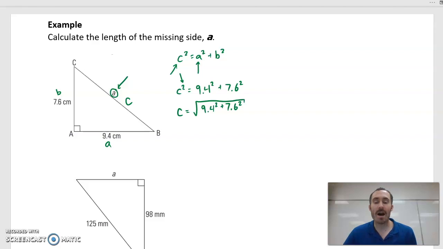Now, I don't mind if you put into your calculator 9.4 squared plus 7.6 squared equals, and then press square root. That's fine. But you will get a more accurate answer if you're not retyping the numbers over and over again and rounding them each time. So typing it in just like this, the square root of 9.4 squared plus 7.6 squared, is going to get you the best answer. Okay, so that's figuring out the hypotenuse.